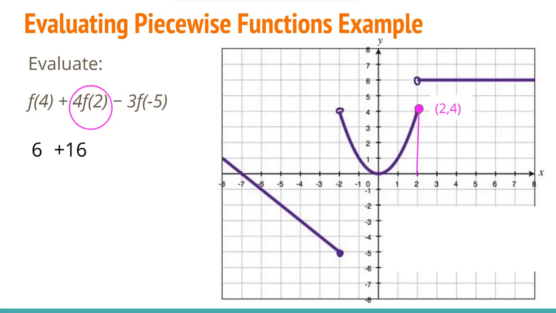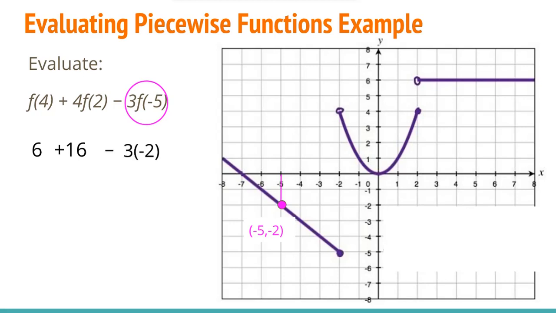Now I want you to go ahead and take a look at the third one. Okay, so this x value is negative, so we're going to go to the left side of the x-axis and find the -5. In this case, we're going to go down to the graph. We find our point right here, and it is (-5, -2). That means that when we put in an input of -5, the output is -2. So I'm going to take that -2, my output, and multiply that by -3. So I want you to go ahead now and figure out what our final answer is going to be.